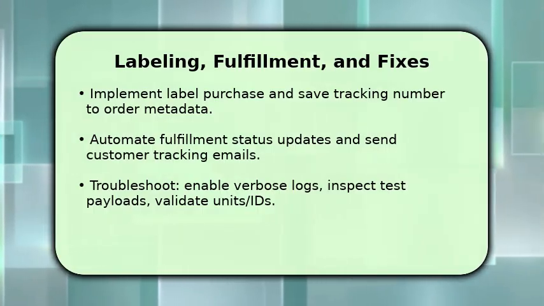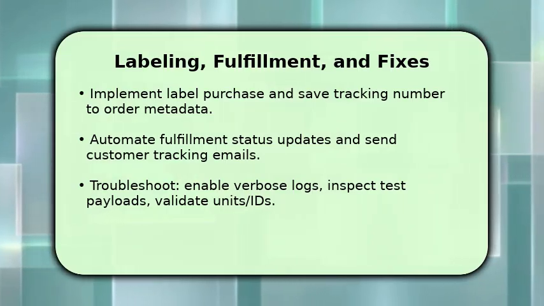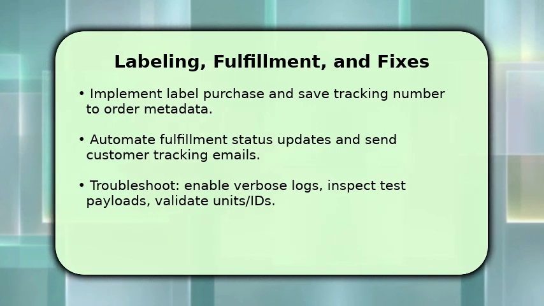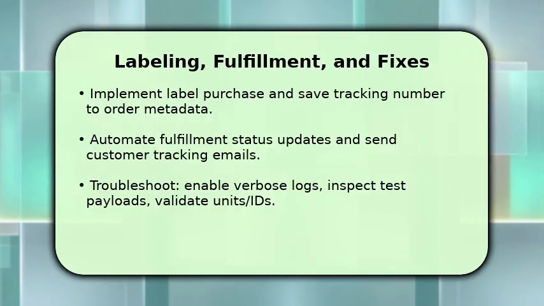If things go wrong, enable verbose API logging and replay the failing test payloads, check units and service codes, and verify credentials and rate limits. Once fixed, promote the integration to production and monitor live traffic for anomalies.